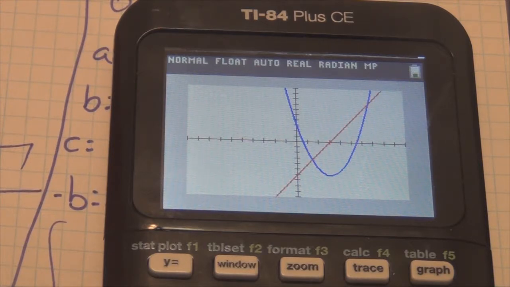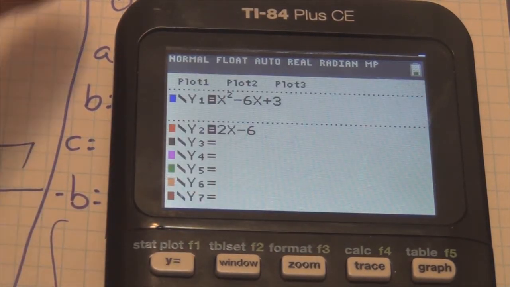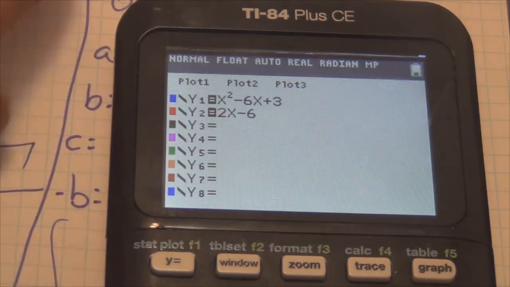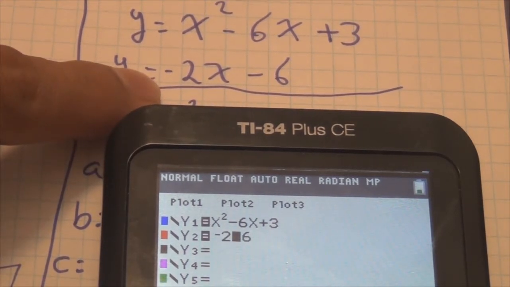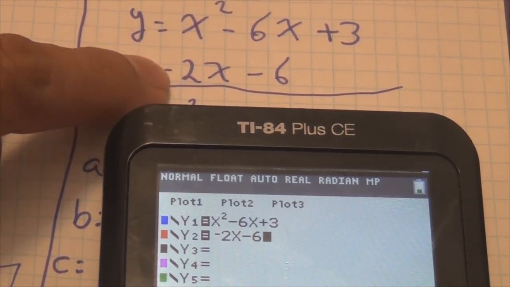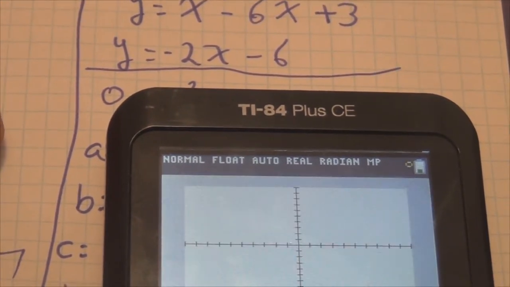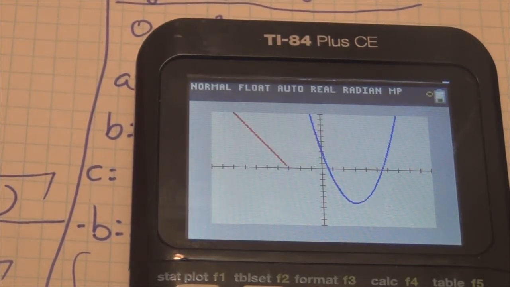Whoops. Did I do something wrong? x squared minus 6x plus 3. Oh yeah, sorry. This is supposed to be negative 2. So negative 2x minus 6. All right, please, come on. Let's look at it again. Oh, good, nice.